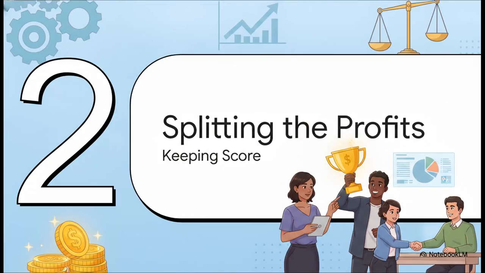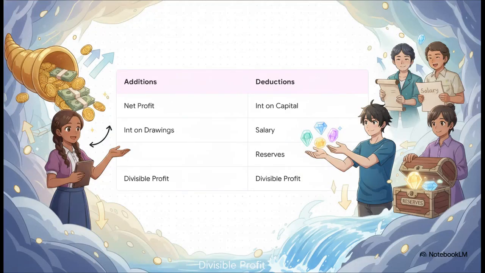Okay, moving right along to Section 2, splitting the profits, keeping score. To actually distribute those winnings, we use a specific ledger called the Profit and Loss Appropriation Account. It's kind of like a giant bucket. On the addition side, which is the total money we have available to distribute, we start with our net profit from the business, plus any interest on drawings we've charged the partners.